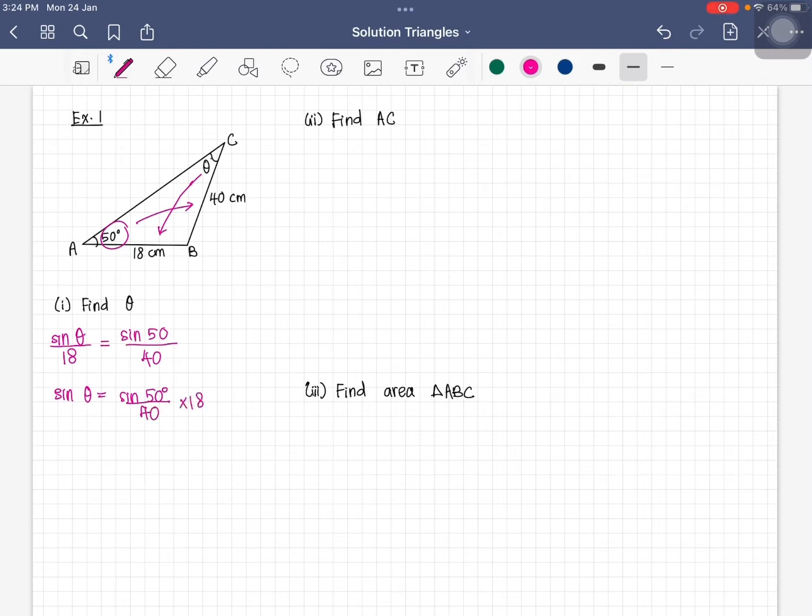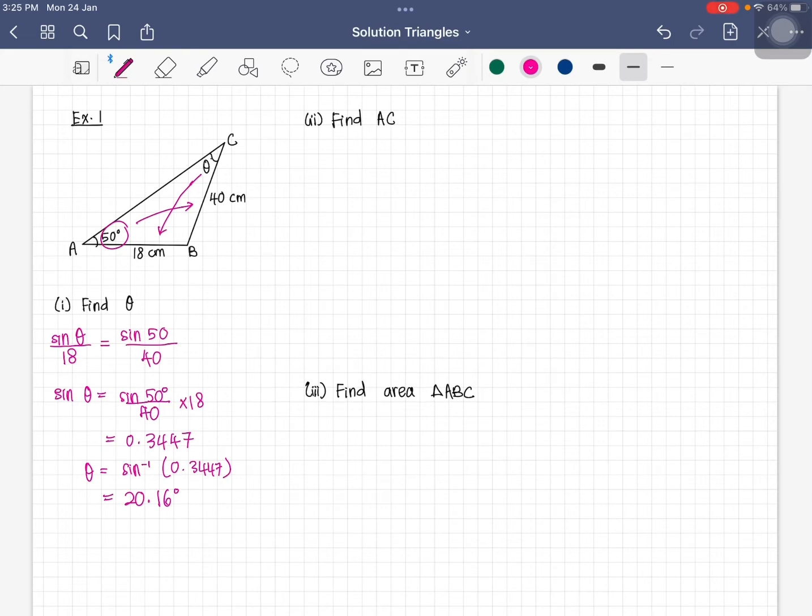Pressing the calculator, sine 50 divided by 40 multiplied by 18, I've got 0.3447. To find theta, I take the sine inverse of 0.3447, and I get theta equal to 20.16 degrees. Theta is an angle, so it should be in degrees in this case.